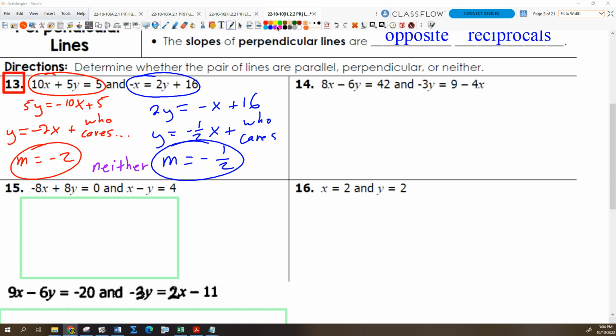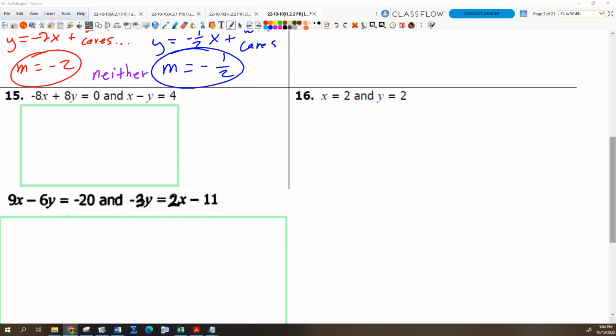Okay, what about number 15 then? On number 15, just try doing this in your head. If I take the first line and I solve for y, what's the coefficient of x going to be? It's going to be y equals x, right? So what's the slope then? 1, right? The coefficient of x in that case is just 1.